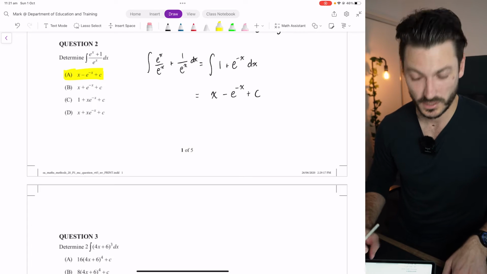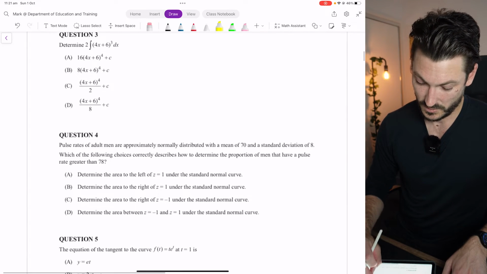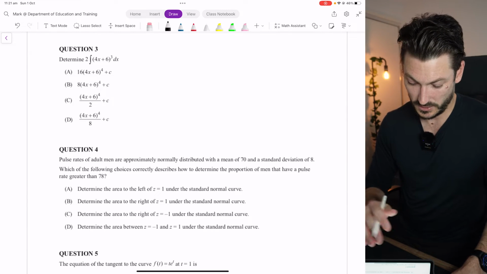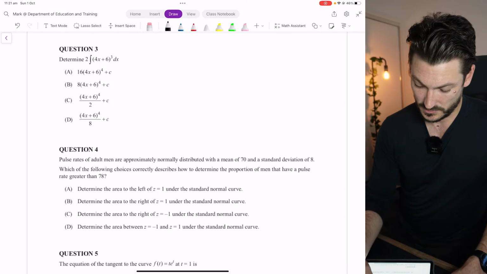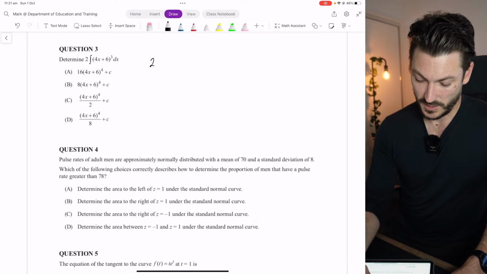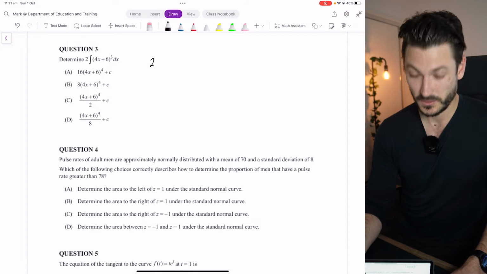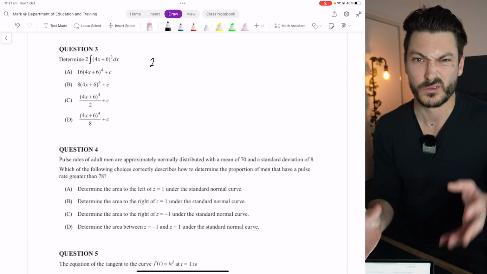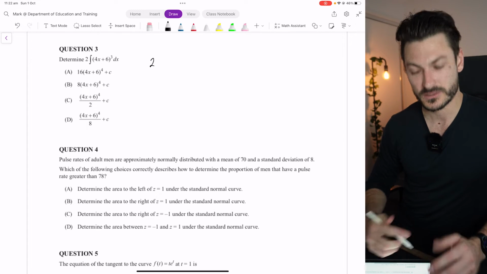Much less than 1 minute, which is nice. All right, question 3. We've got the integral, again, another integral. So I'm just going to leave the 2 out the front. And then when we take the integral of this function, we have to do the reverse chain rule. So we're going to raise the power and divide by it.